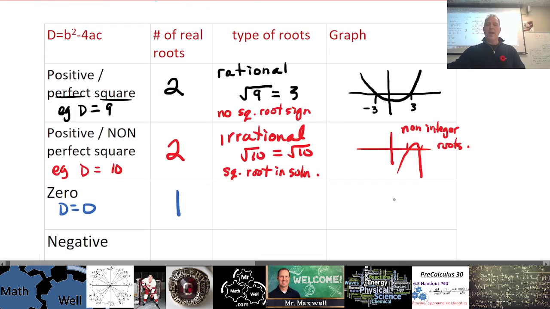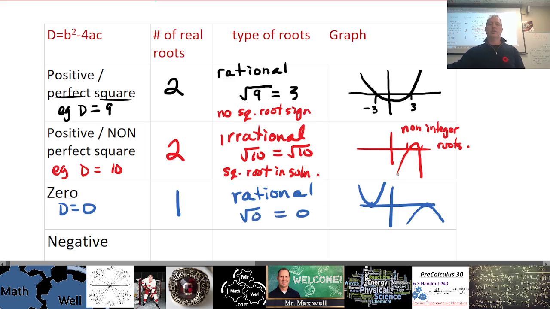Now, the graph, I'm going to flip right over to the graph here. So an example would be where the parabola just touches the x-axis at one point, like the vertex is on the x-axis, or something like this. Okay? So it just touches at one point. So this is also going to be rational as well, because the root of 0 is just 0. So no root signs left.